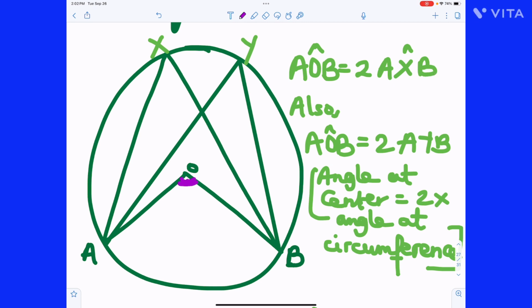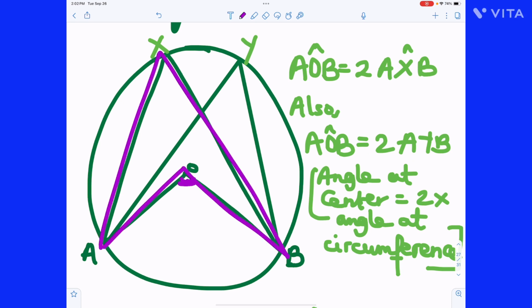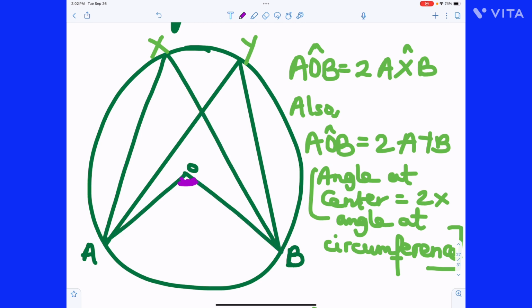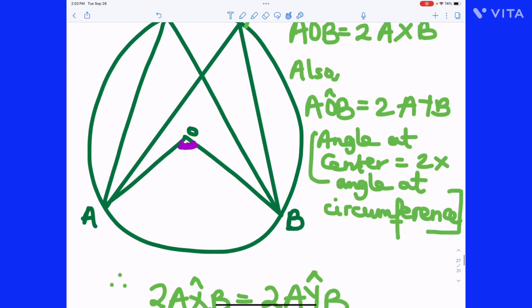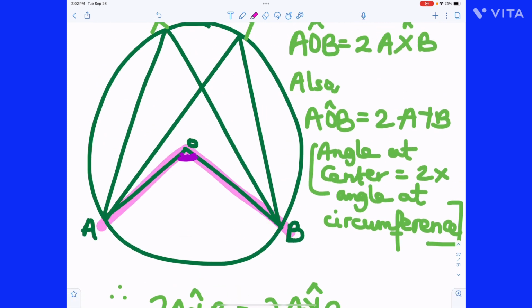Angle at center is twice angle at circumference. This angle AOB is also equal to 2AYB. Can you see that? Angle AOB is equal to 2 times angle AXB. Also, angle AOB is equal to 2 times angle AYB, for the same reason: AOB is at the center, and AXB and AYB are at points on the circumference.